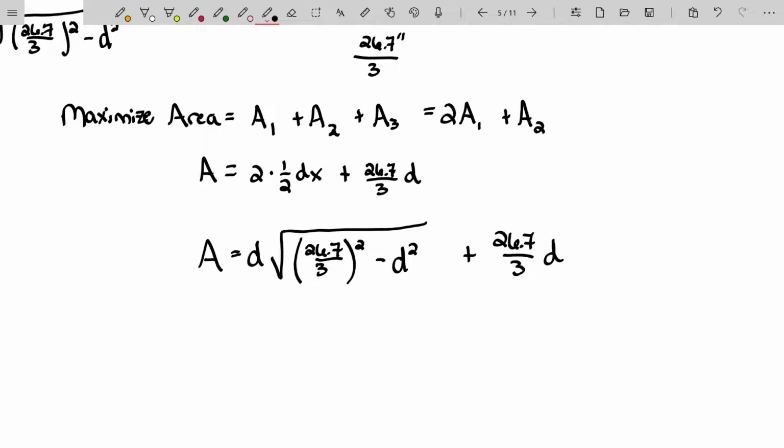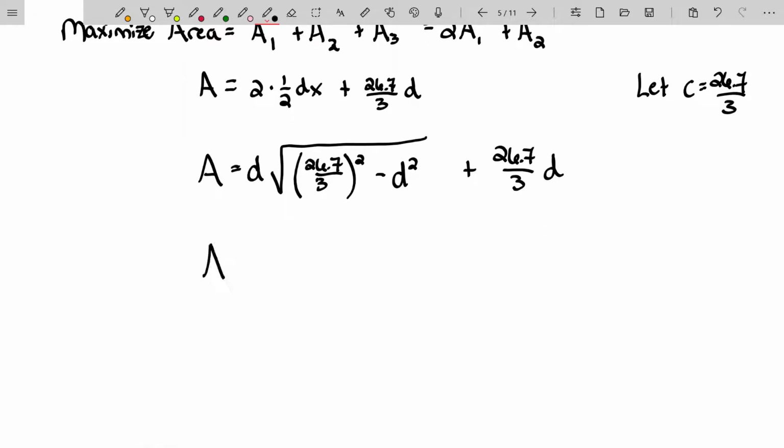So what I am going to do is let C equal 26.7 over 3. It's just a little bit easier for me to do my handwriting that way. So A is actually equal to D times the square root of C squared minus D squared, where C is a constant, plus CD. If you can do this type of manipulation, it really does make your life a little bit easier.